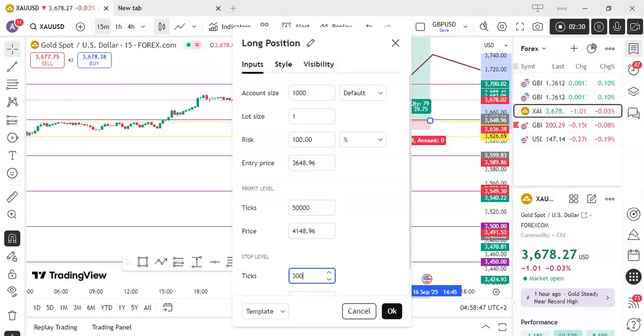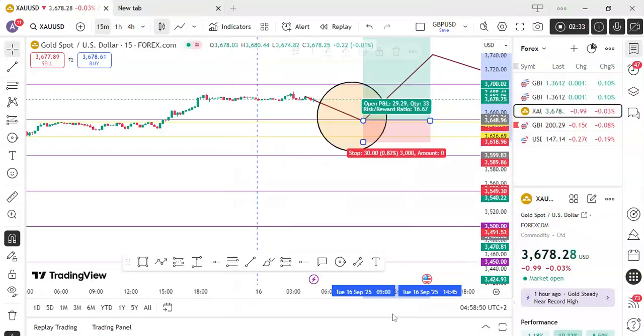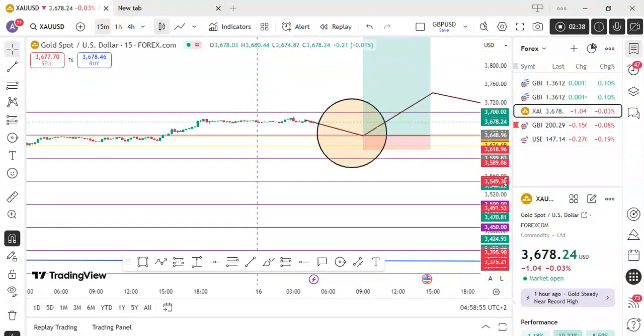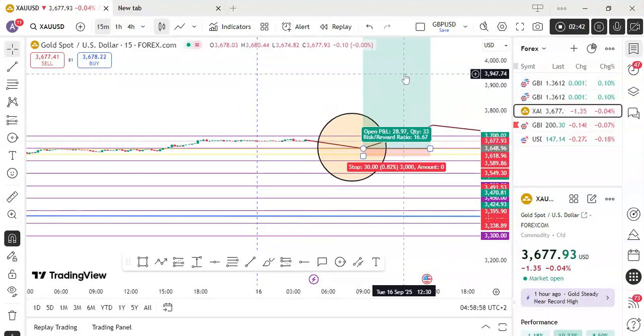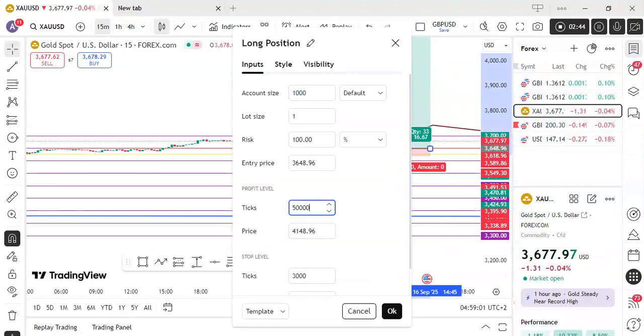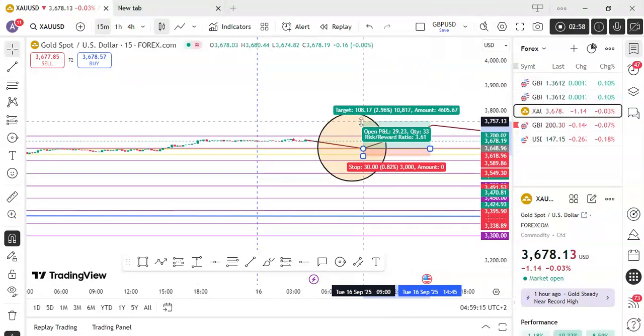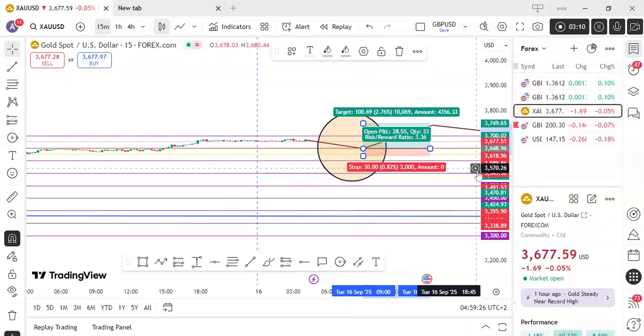I'm just trying to show you how I'm going to be trading gold if price eventually plays out the way I anticipate. I'm going to be going in, risking less than 30 pips to make around 50 or 100 pips. So let me say in this instance, 100 pips.